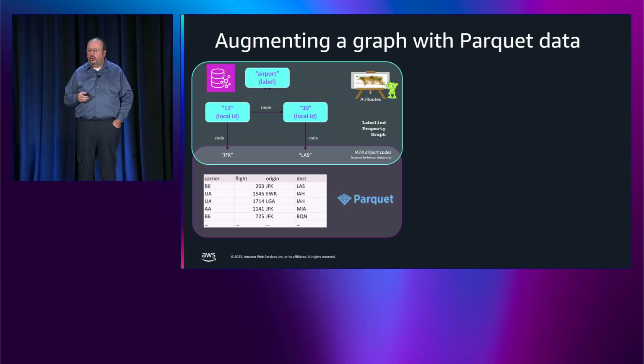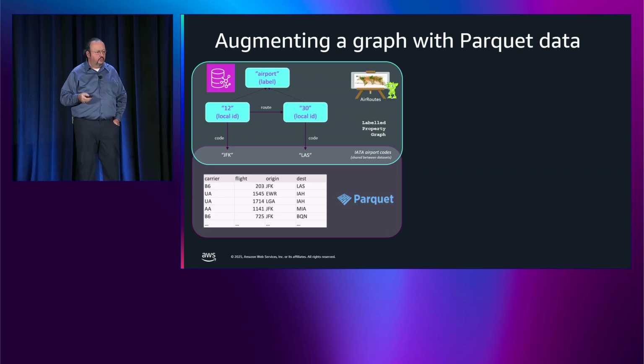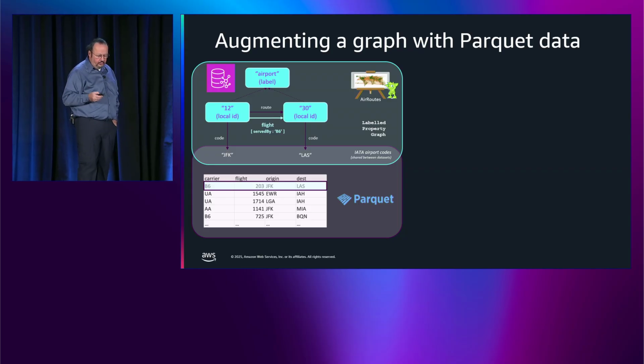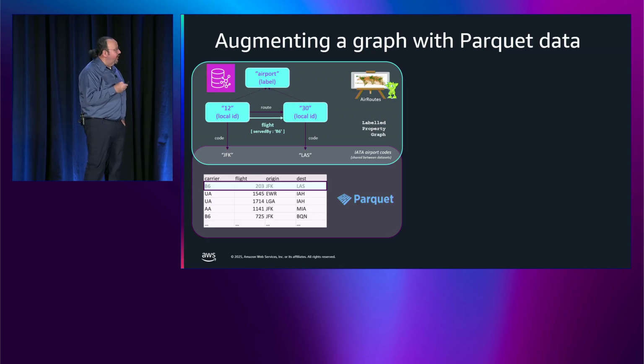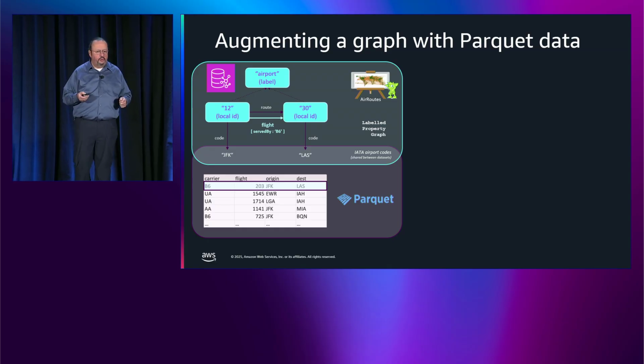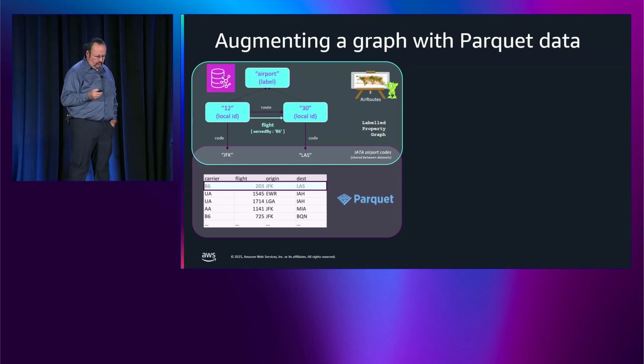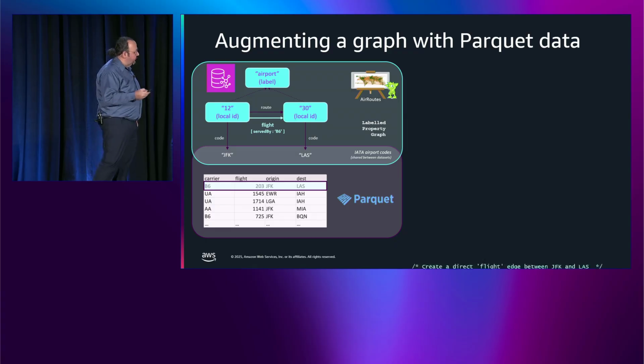So we can also augment our graph with the data. Let's say that we want to create an edge between airports. We already have the route edge between them. We want to create a new edge, flight, for every carrier that's flying between those two airports. Okay? So for example, the first row shows that between JFK and Las Vegas, the B6 carrier is flying.